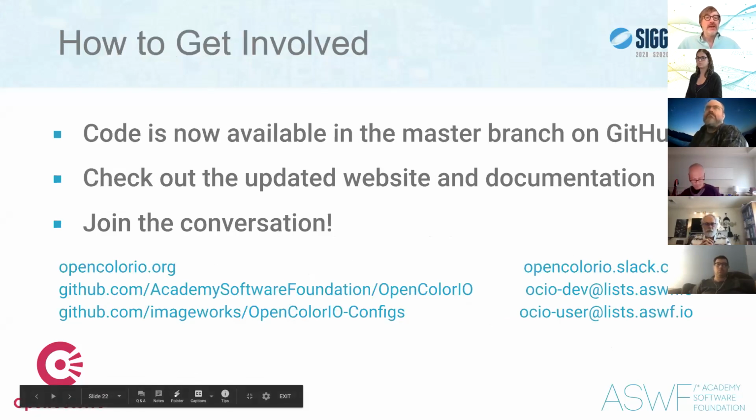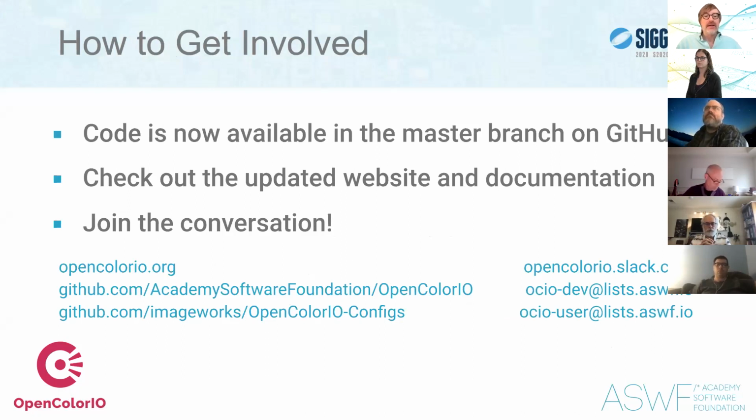The new code is available in the master branch on GitHub. The new website and documentation is at opencolorio.org. We have two mailing lists, OCIO-dev and OCIO-user. You can join these at the ASWF website. And we also have an active discussion on Slack. So you're welcome to join the Slack instance as well.